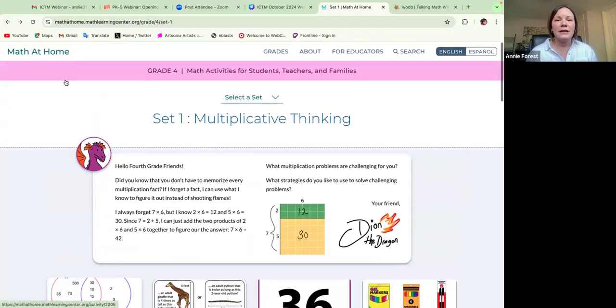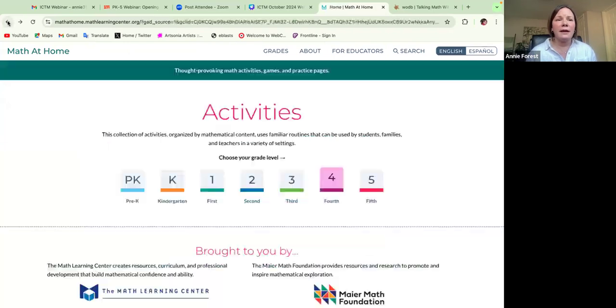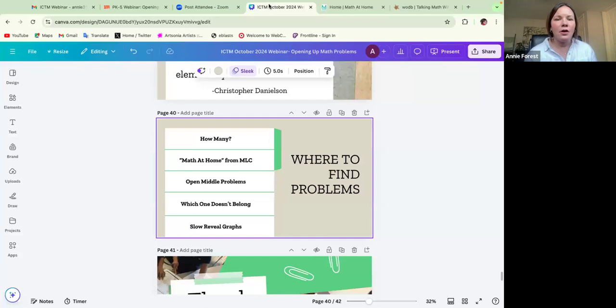It's, like I said, from the Math Learning Center, but free to use for everybody. The Math Learning Center does have a curriculum. It's called Bridges, if you've ever heard of that, but they have a lot of free resources that you can use. So this link particularly is curriculum agnostic. It does not have to go with that curriculum. All right. So that was Math at Home.